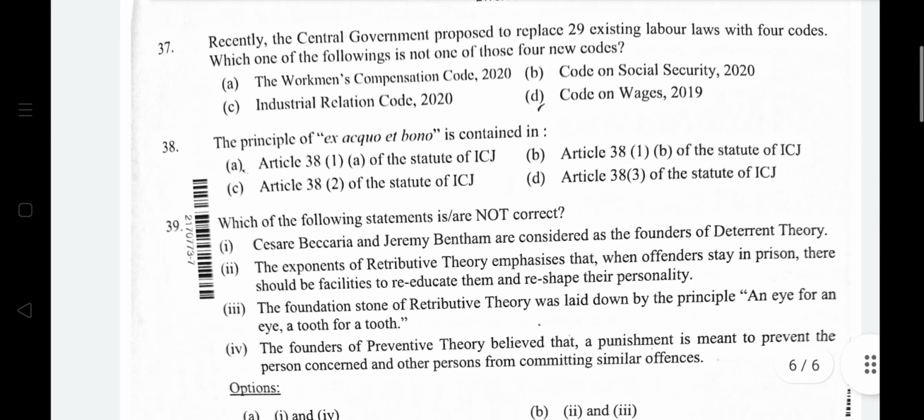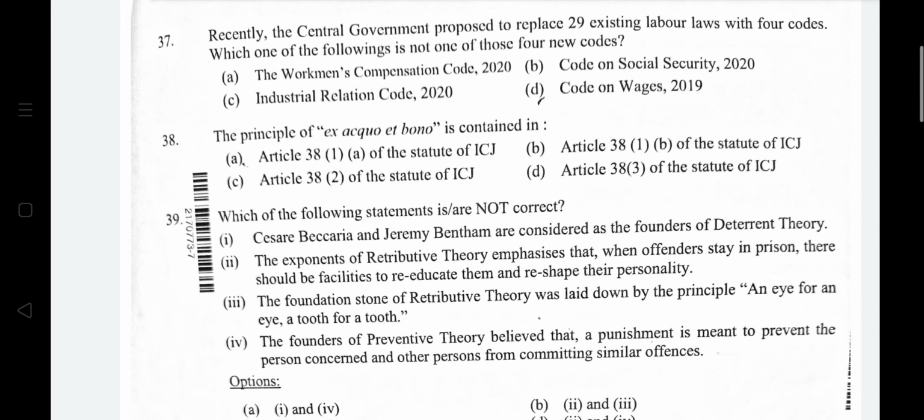Question number 37. Recently, the central government proposed to replace 29 existing labor laws with 4 codes. Which one of the following is not one of those 4 new codes? Options are A. The Workmen Compensation Code 2020, B. Code on Social Security 2020, C. Industrial Relation Code 2020, D. Code on Wages 2019. Wrong answer has been marked. Option D is not the correct answer. Here the correct answer is option number A, Workmen's Compensation Code 2020.